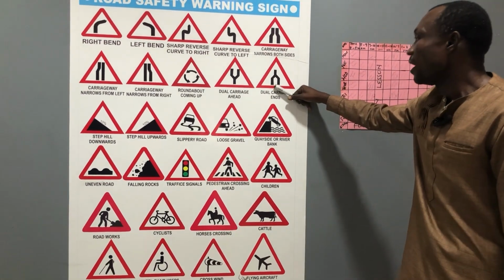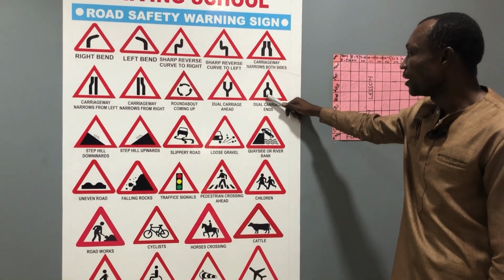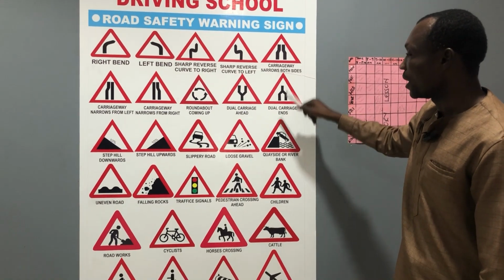That is what we mean by the end of dual carriageway road. End of dual carriageway road means that the double road that we were using has come to an end.